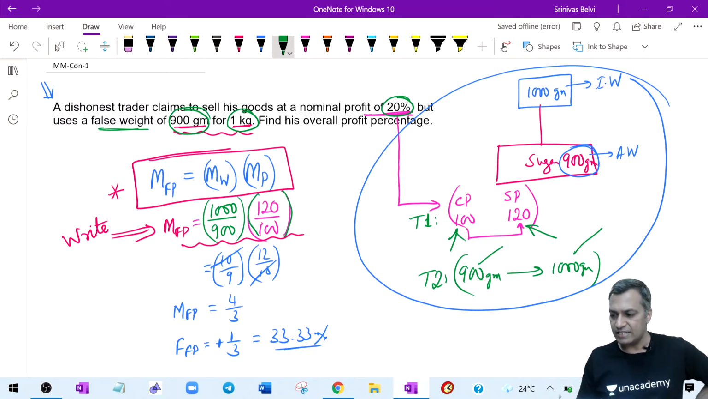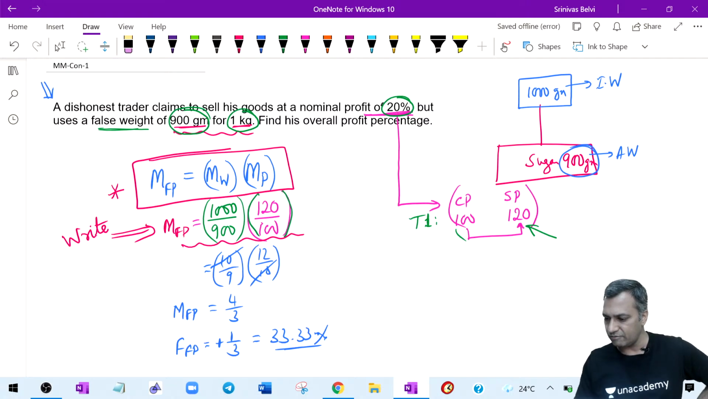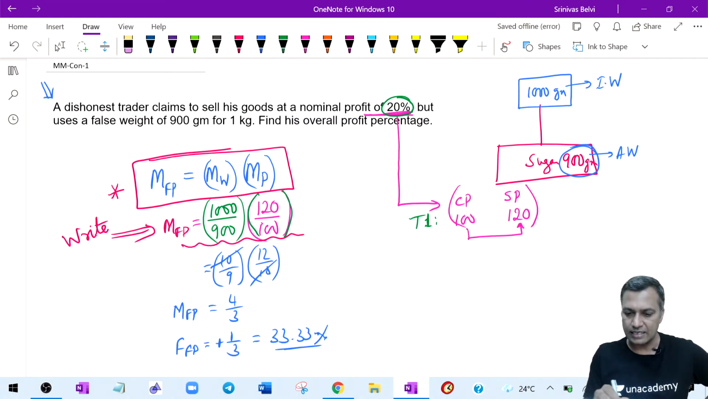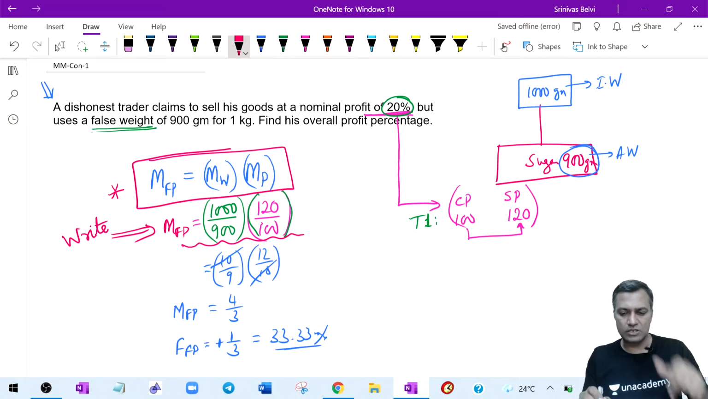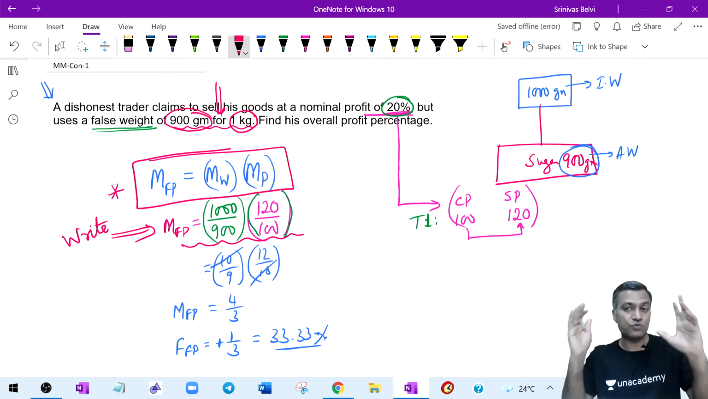Multiplier related with weight. Keval, listen. This is the second transaction. What is happening with the multiplier related with weight? You have to understand that sentence: uses a false weight. What is that false thing? For every 900 grams, the machine reads 1 kg, but he uses a false weight of 900 grams for 1 kg. Uses 900 grams for 1 kg.